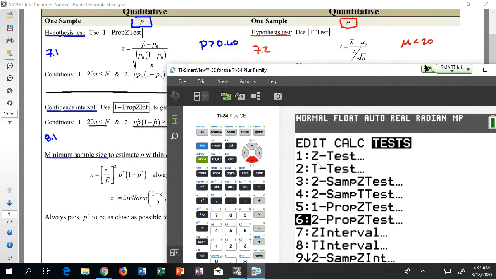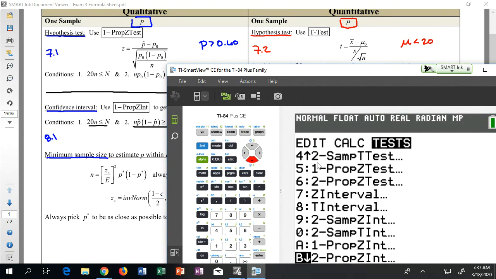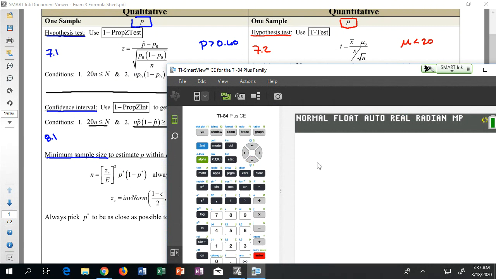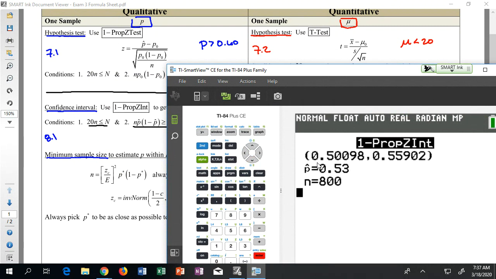So for me, this option is a little bit far down on the calculator. I think I have it somewhere around my number or letter A. So when I click on this, you'll notice that it asks me for all the information that I've already written down. There were 424 people out of 800, and I want a confidence level of 90%. You got to remember to put in that confidence level as a decimal, or the calculator will give you an error. Once I hit the calculate button, it should automatically go through and boom, compute an interval.